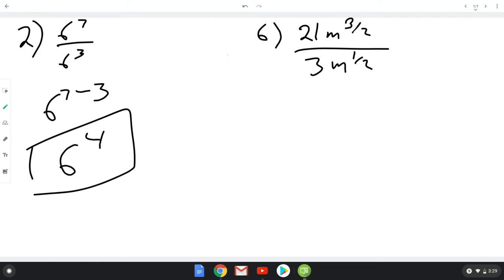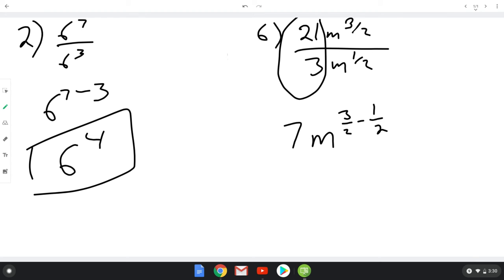So first of all, if we have just numbers with no exponents, then we can just divide like normal, right? 21 divided by 3 is just 7. So we just have 7 on top. So we can divide by normal as long as they don't have any exponents. Then we need to look at our variables. So we have m, and they have the same base, so we can subtract the exponents.